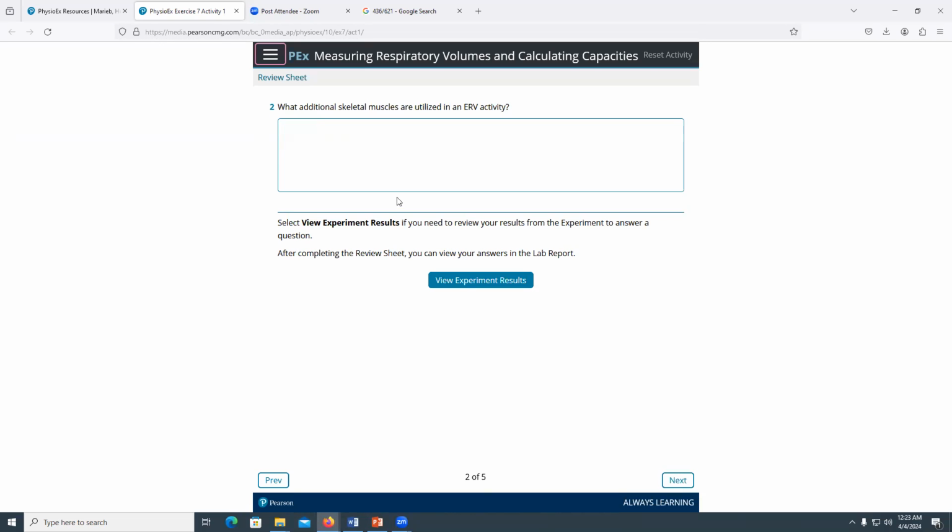Okay, what additional skeletal muscles are utilized in an expiratory reserve volume? How about the abdominal wall muscles? Remember the question that I got wrong: when we are forcing things, we're no longer only relying on the diaphragm. We use internal intercostal muscles and abdominal wall muscle.